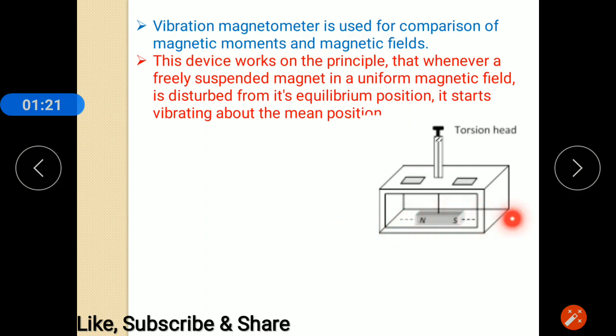Here also this bar magnet is initially in equilibrium due to the uniform magnetic field of the earth, right? Now, if I rotate this bar magnet through an angle theta, either clockwise or anti-clockwise, that means if I disturb the equilibrium position of this bar magnet, what will happen? This bar magnet starts oscillating about the mean position, that means about the axis of suspension, that is the thread. We can observe this oscillation or vibration through this window.